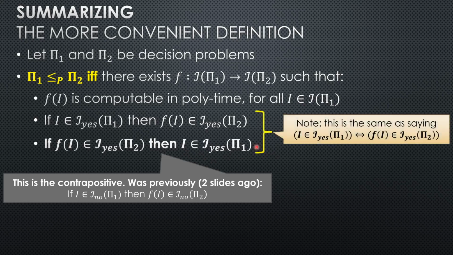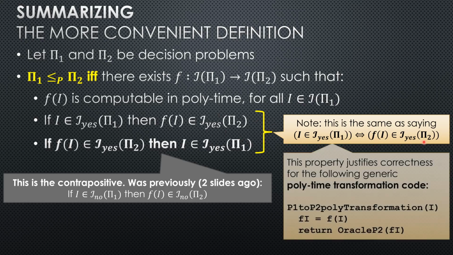These two statements together give you an equivalent statement. So these two together are the same as saying I is a yes instance of problem 1 if and only if the transformed input f of I is a yes instance of problem 2.